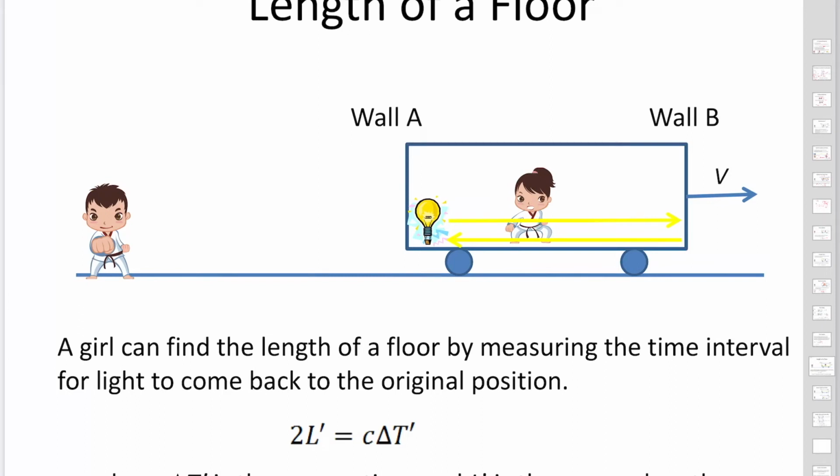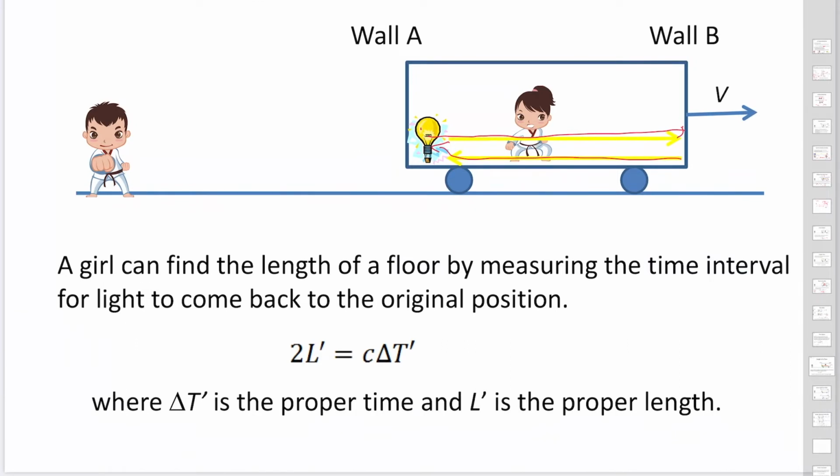The source of the light is located at the end of the wall, and the light is emitted from the source, goes to wall B, and returns to wall A. A girl can find the length of the floor by measuring the time interval for the light to come back to the original position. So 2L is the total distance for the light to travel, which becomes C delta T prime. Delta T prime is the proper time and L prime is the proper length, because this length was observed by a girl, a person on the train.